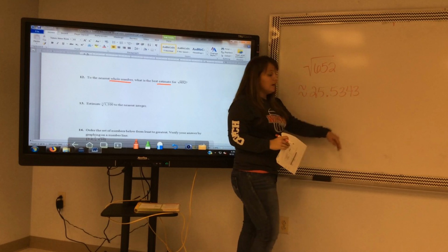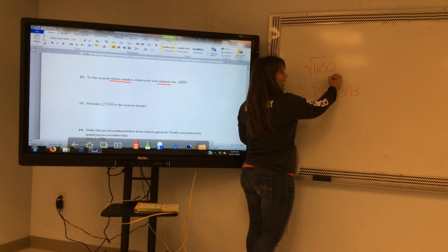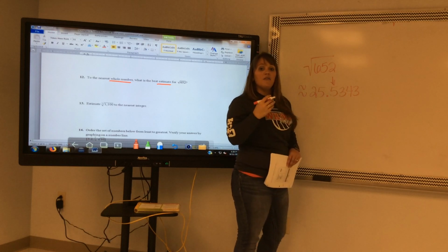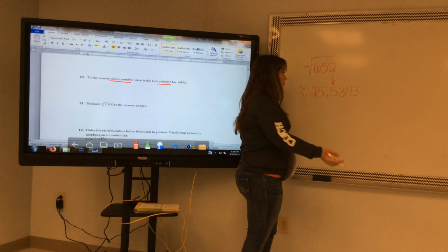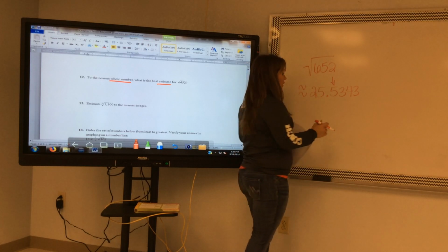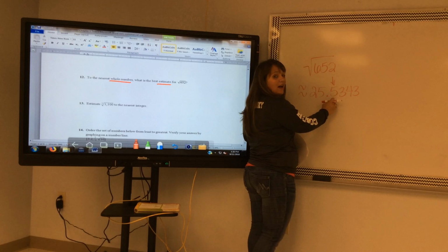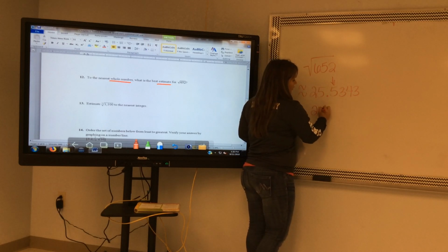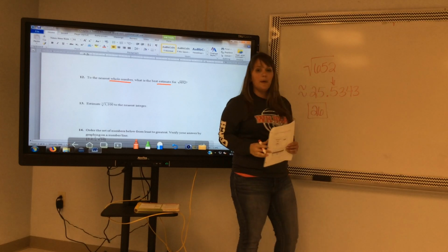25.5343. When I'm rounding to the nearest whole number, I look at this 5. 5 or more, add one more, raise the score, whichever saying you like to use. But the 0.5 tells me I need to change that 25 to a 26 by rounding.